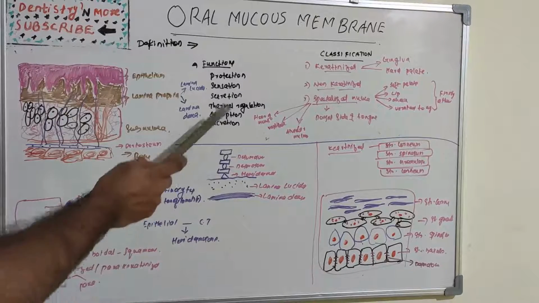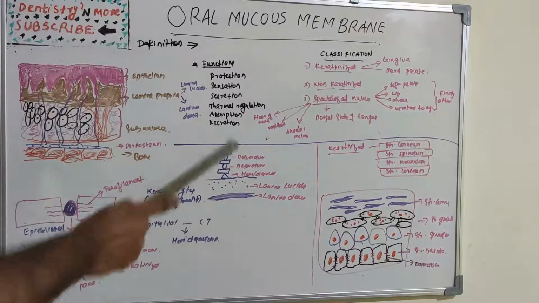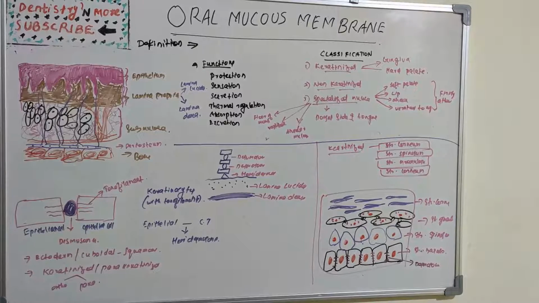In absorption function, certain substances like nitrates are absorbed from the sublingual region. We know it is used for cardiac diseases. We keep sublingual nitroglycerin tablets and they are quickly absorbed into the bloodstream. And in excretory function, it excretes certain metabolites. So that's about the functions of oral mucous membrane.